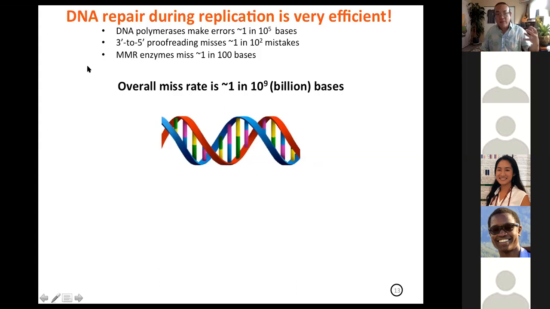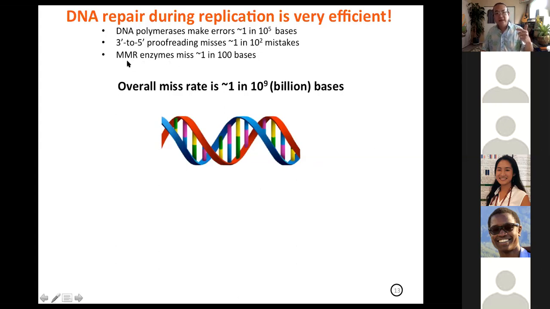Then if it can back up and do its 3' to 5' proofreading, most of the time it'll catch the mistake, but even that 3' to 5' proofreading leaves behind mistakes in about 1 in 10 to the 2. So about 1 in every 1,000 nucleotides, it makes a mistake.